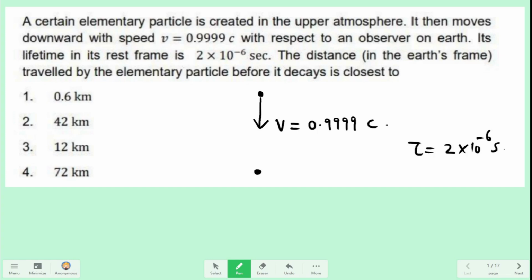Over here we have the lifetime in the particle's rest frame, which means the event of creation of the particle and the event of decay of the particle both occur at the same place, because we are looking from the frame of reference of the particle. Therefore the given lifetime is the proper lifetime. Now if an observer is looking from the Earth, the creation of the particle is in the upper atmosphere, and the decay is not in the upper atmosphere, as the particle has come downward. So these events occur at different places, and the time interval in Earth's rest frame is the improper lifetime.